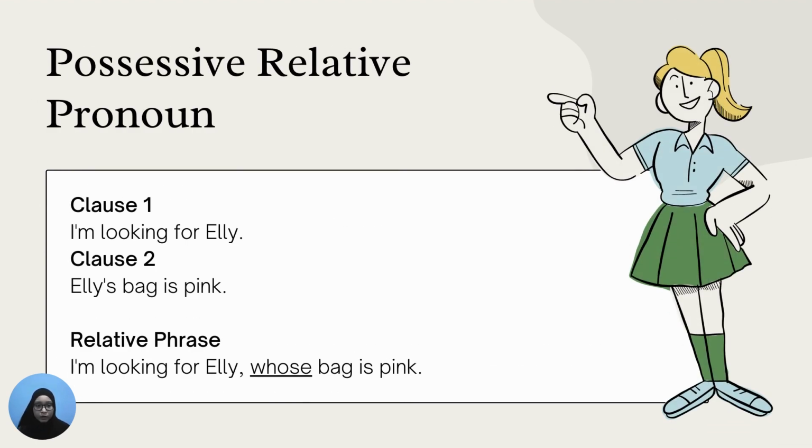Here is an example of a possessive relative pronoun. The first clause is I'm looking for Ellie, and the second clause is Ellie's bag is pink. So in this sentence, you can clearly see that the person in the sentence is looking for Ellie, but they're identifying Ellie by the thing that she possesses, which is her bag, which is pink. So in the example sentence of the relative phrase, I'm looking for Ellie whose bag is pink. So in other words, when you're trying to refer to something that is in possession of someone, you have to use whose.